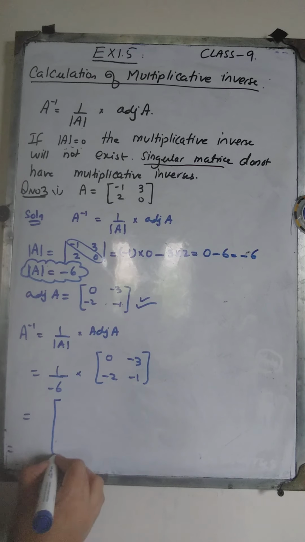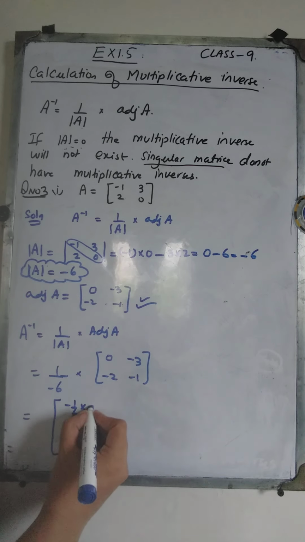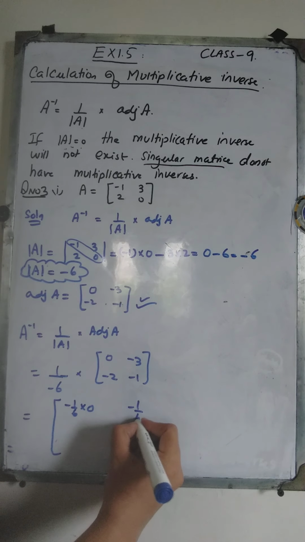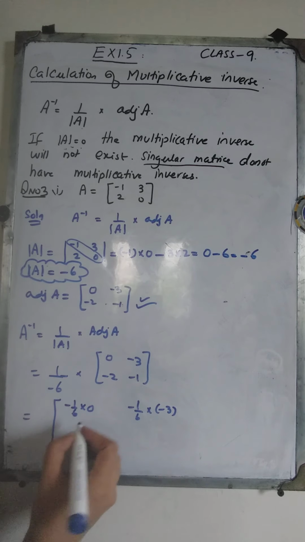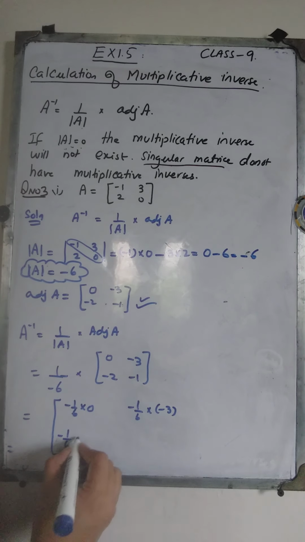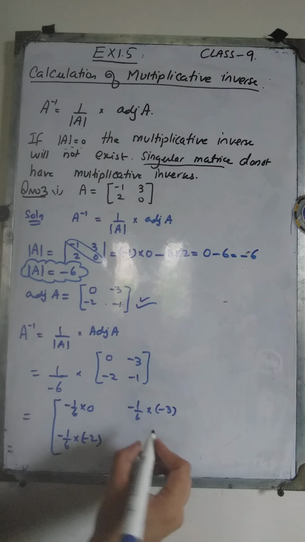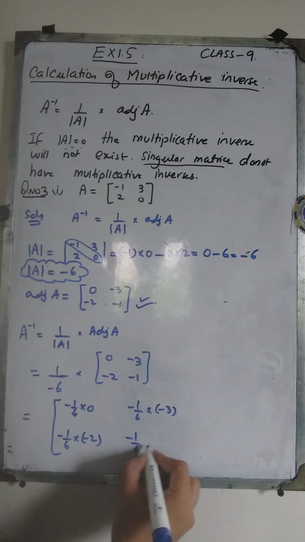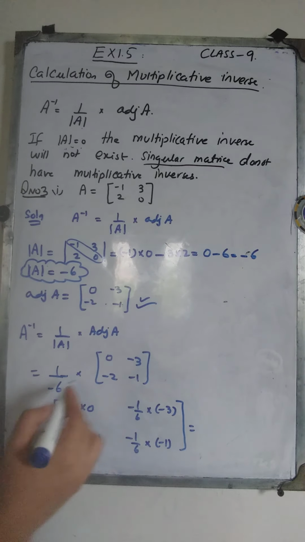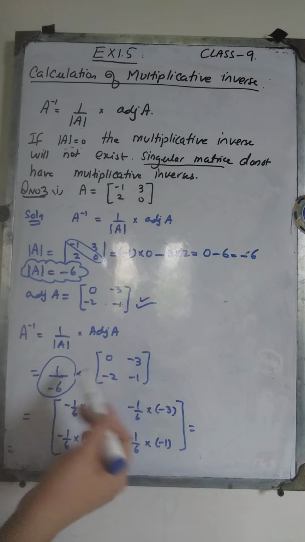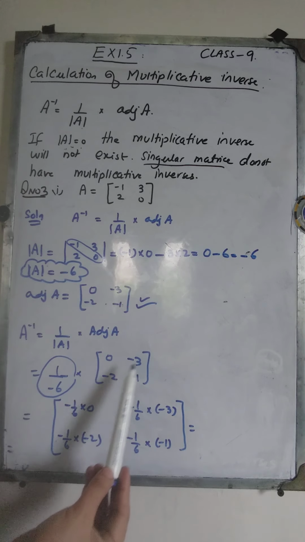So this will be equal to -1/6 times 0, -1/6 times -3, -1/6 times -2, and -1/6 times -1. We are going to multiply this scalar with the matrix. How do we multiply a scalar with a matrix? We multiply the scalar with each and every element of the matrix.